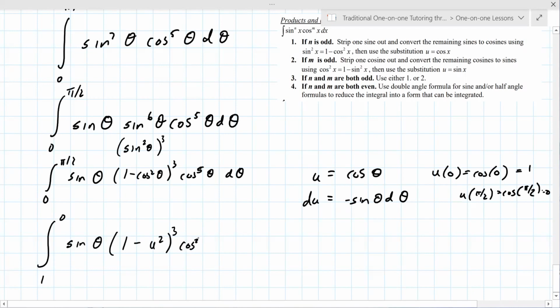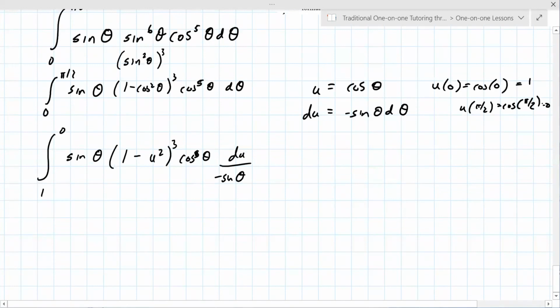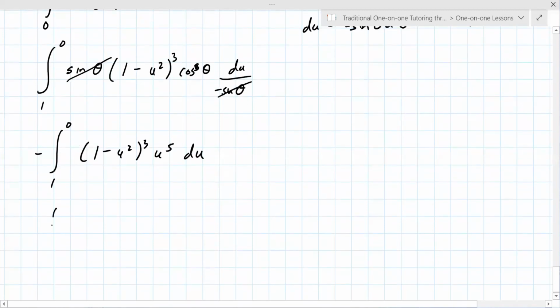And then cosine to the 5th theta, and then d theta is du over minus sine theta. So the signs cancel. This negative, you asked me before, this time we're going to put it out in front because we're gonna do something with it. Cosine is really u, so it's 1 minus u squared cubed times u to the 5th du. Okay. And then I'm going to flip the bounds here. So it's 0 to 1, and that consumes the negative.